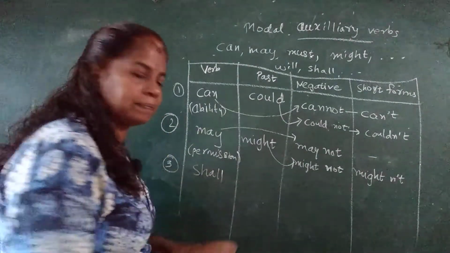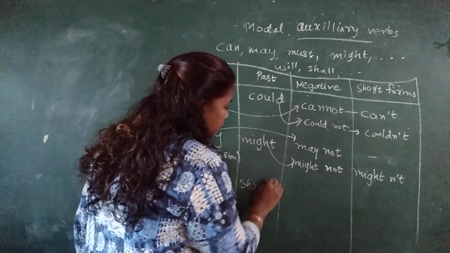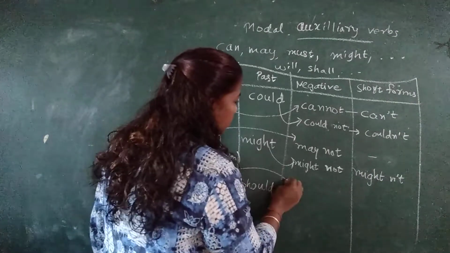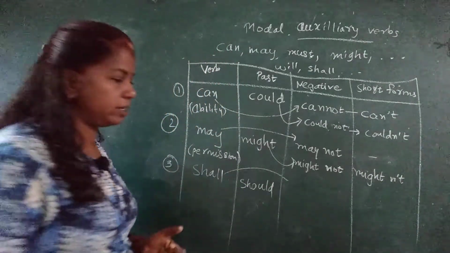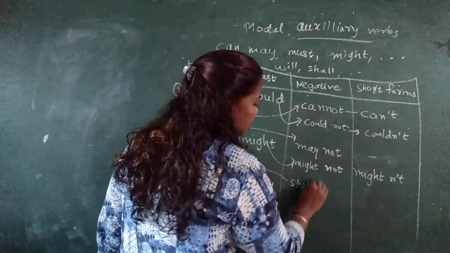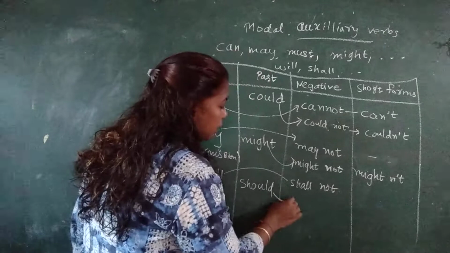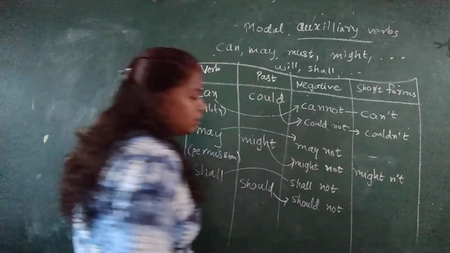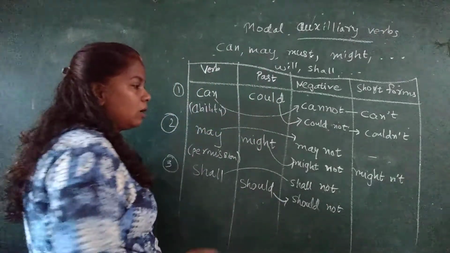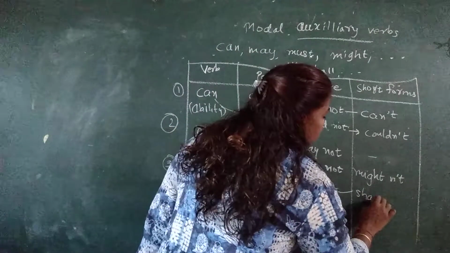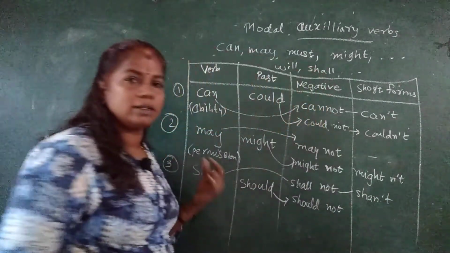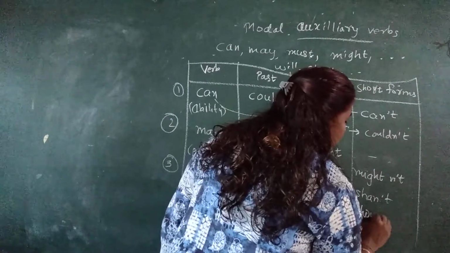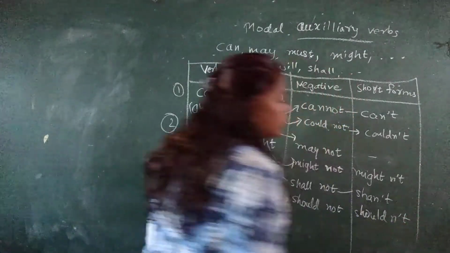Now may not is over, we will go to shall. S-H-A-L-L. Shall. Past tense of shall is should. Now, what is the negative form of shall? Shall not. And the negative form of should is should not. Now, what is the short form? Shall not, the short form is shan't. And should not, the short form is S-H-O-U-L-D, shouldn't. Got it?